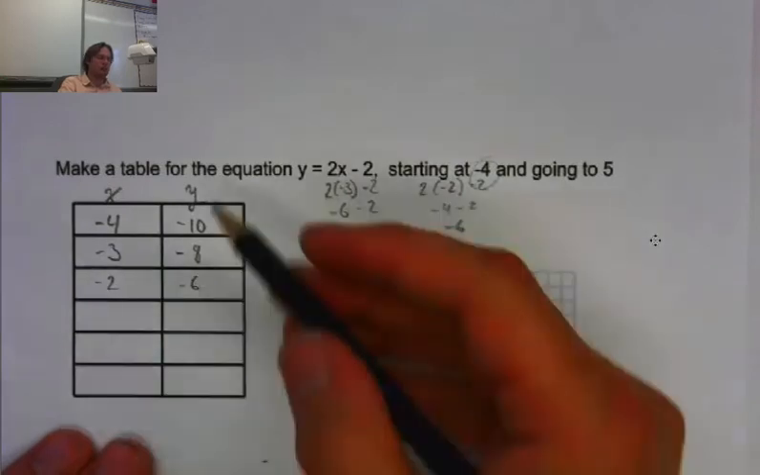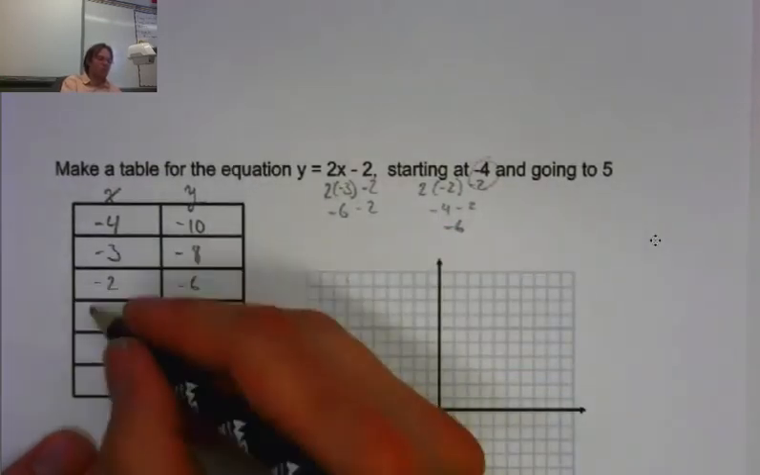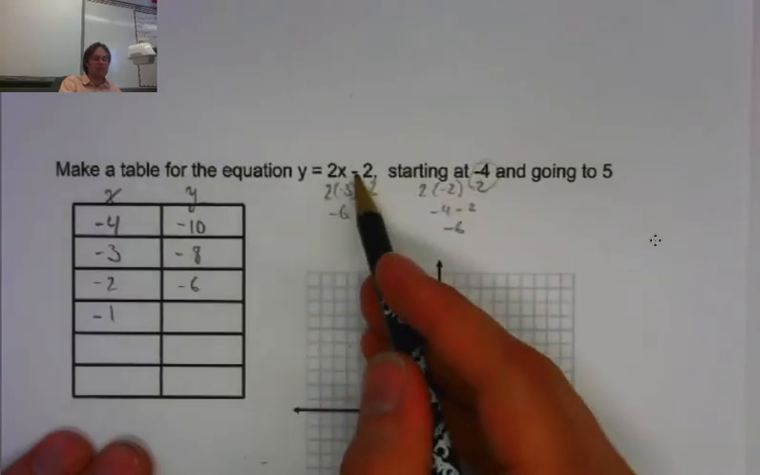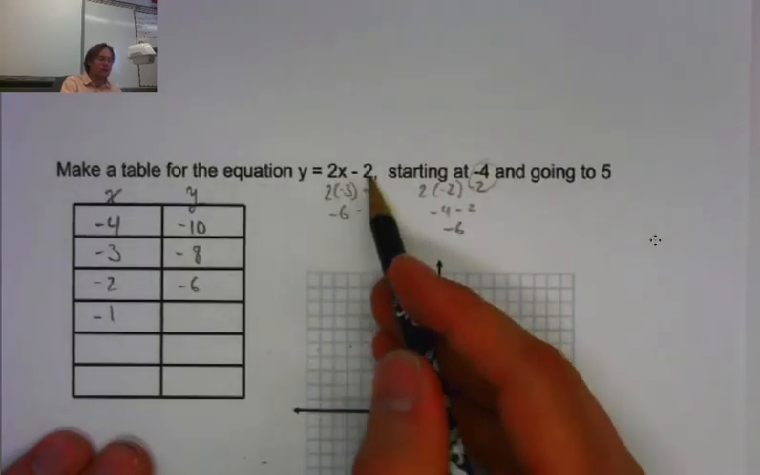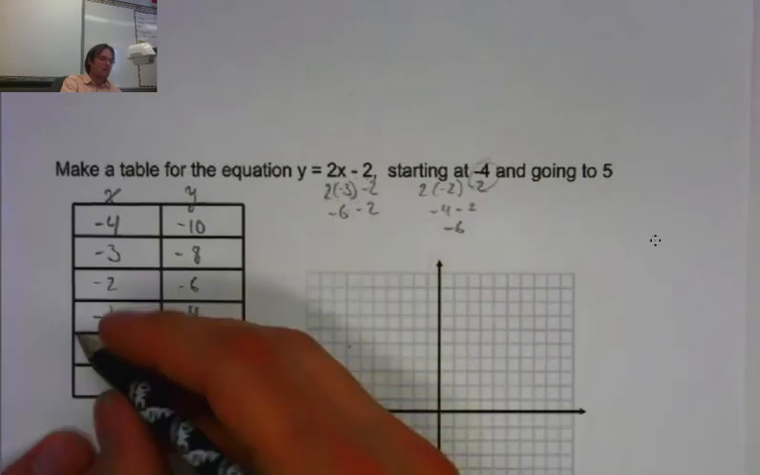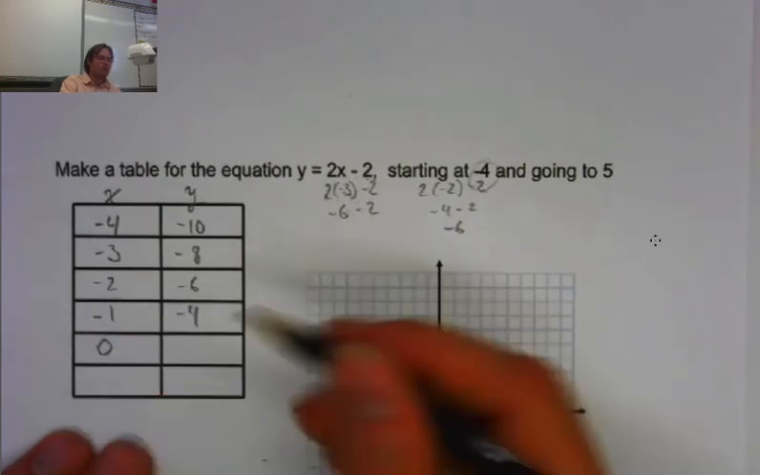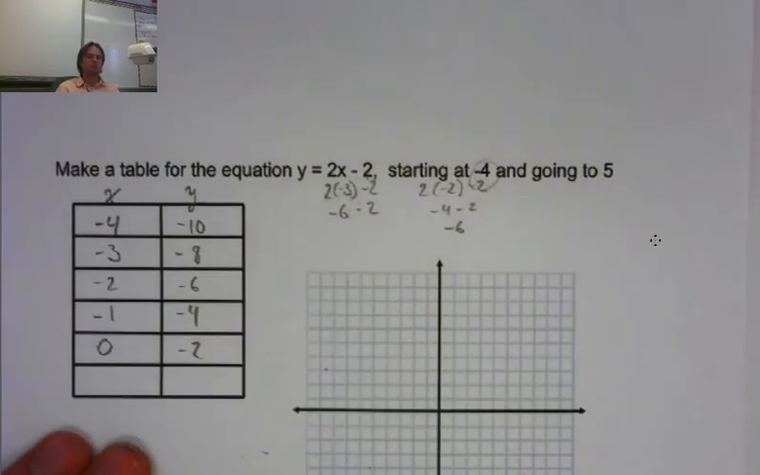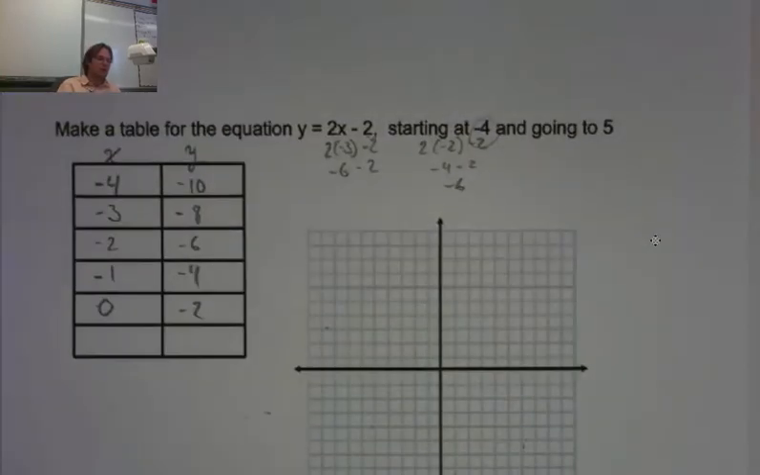I think you're starting to see a pattern here. So we take a look at -1. So -1 times 2 is -2, minus 2 is -4. Now let's take a look at 0. 0 times 2 is 0, minus 2 is -2. Okay? And then we're going all the way.